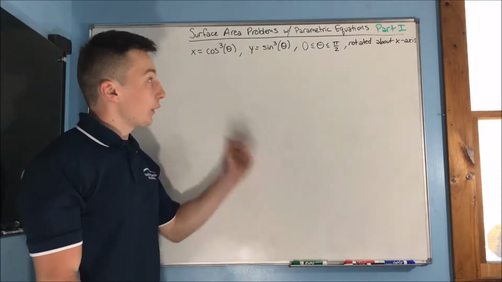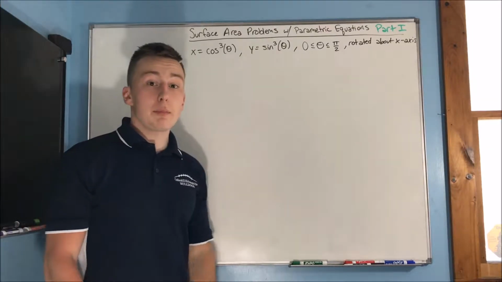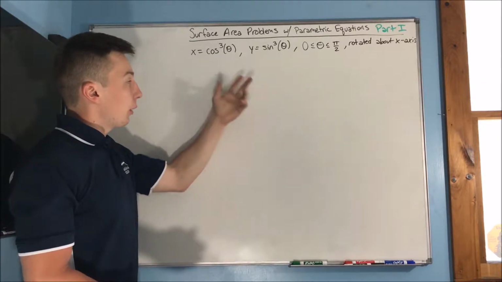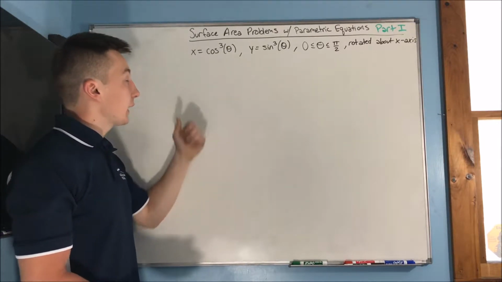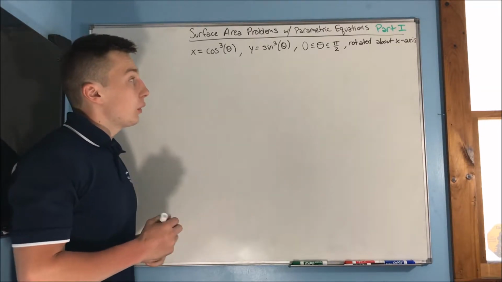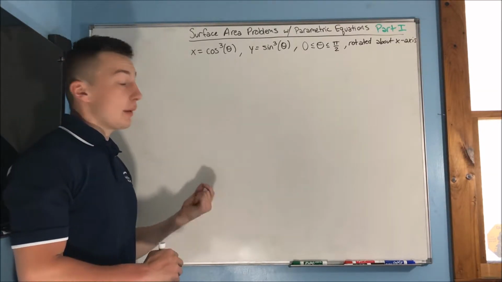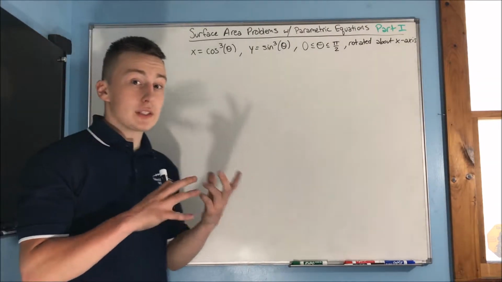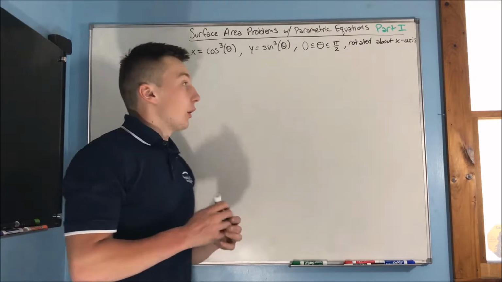Alright, so this video is going to be part one of surface area problems with parametric equations. So we have our parametric equations up on the board here. x equals cosine cubed theta, y equals sine cubed theta, from 0 to pi over 2, and we're going to rotate this about the x-axis, okay? So that's going to give us some solid, and we want to find the surface area of that solid, okay?